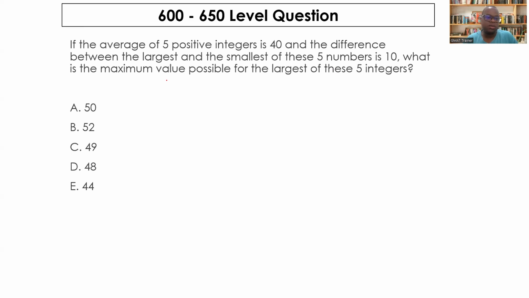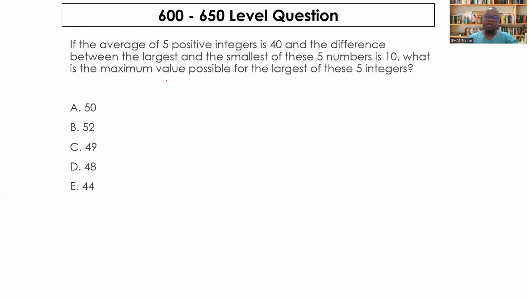So let's take a look at this question. If the average of 5 positive integers is 40, and the difference between the largest and the smallest of these 5 numbers is 10, what is the maximum possible value for the largest of these 5 integers? Pause the video, give it a shot, then come back again and let's solve it together.